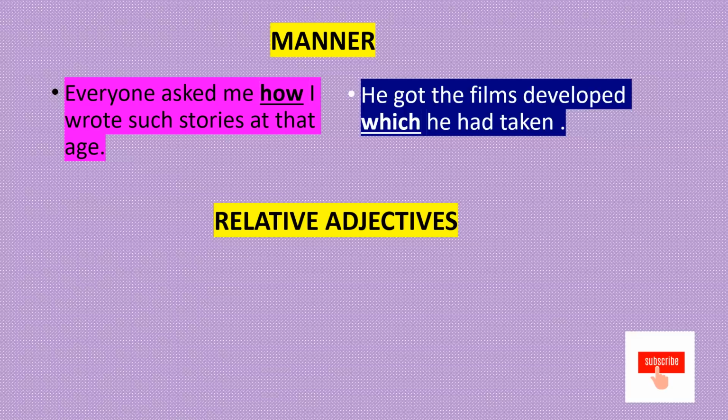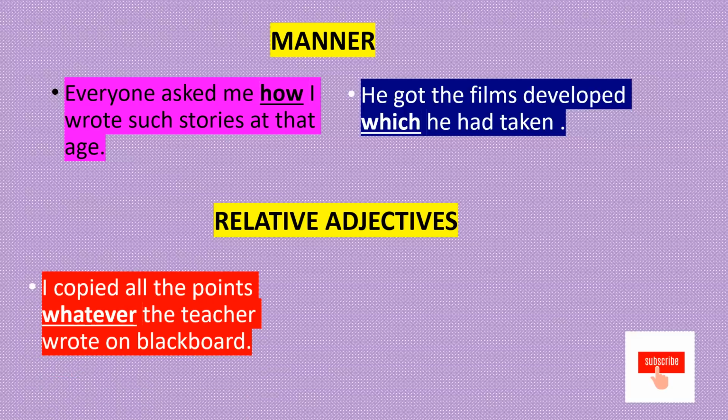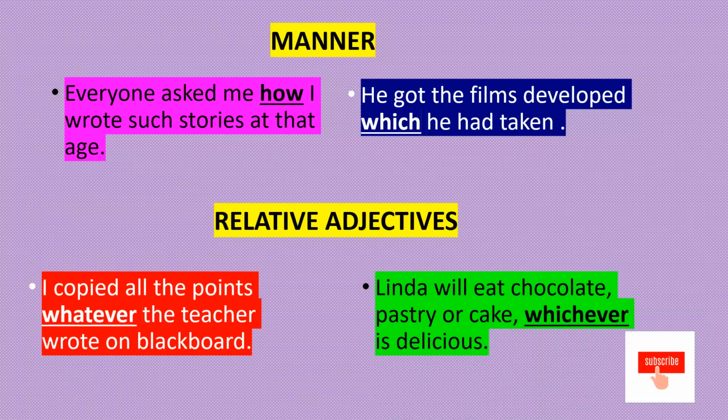Moving on to the relative adjectives. Let's see how adjectives can be used as conjunctions. First is whatever: I copied all the points, whatever the teacher wrote on the blackboard. Whichever: Linda will eat chocolate, pastry, or cake, whichever is delicious.